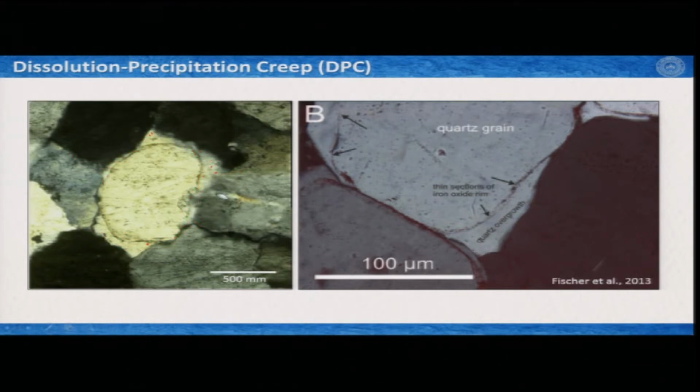Now, I just wiped it out. So, now you can see it very clearly that this is your grain boundary, and the grain has overgrown due to the precipitation of the dissolved material from this side. You can also see in the second example in this image, this is where the dissolution had happened, and this was the original grain boundary, and this is the overgrowth of this quartz. So, if you see this kind of microstructures, nail it that this has happened due to dissolution precipitation creep.